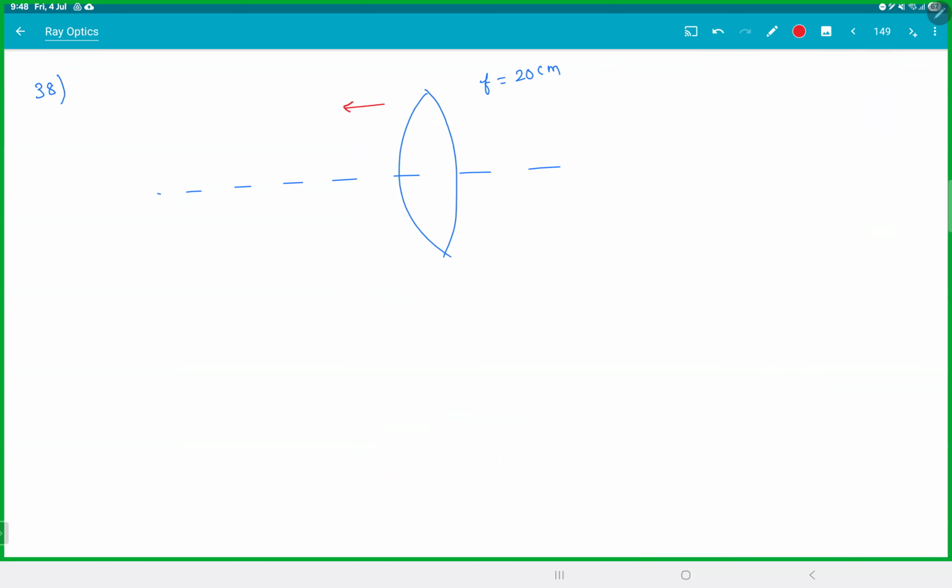We got a lens which is moving with 1 centimeter per second. We got an object going with 2 centimeter per second. The object is moving, and it is not on the principal axis. It is above the principal axis. Lens is also moving. I messed up everything. Lens is moving, object is moving on the principal axis. Find the velocity of the image in the ground frame.